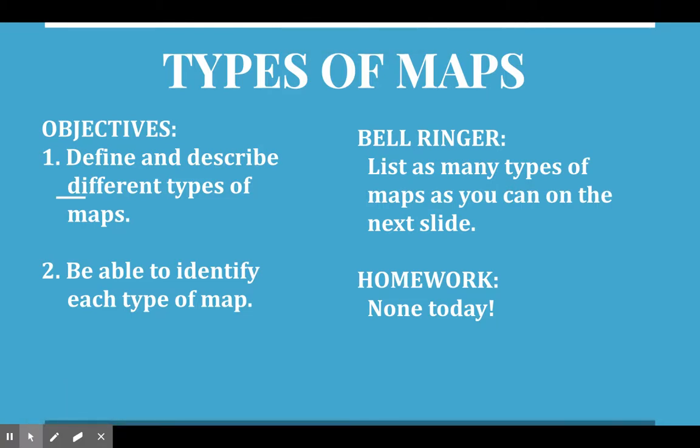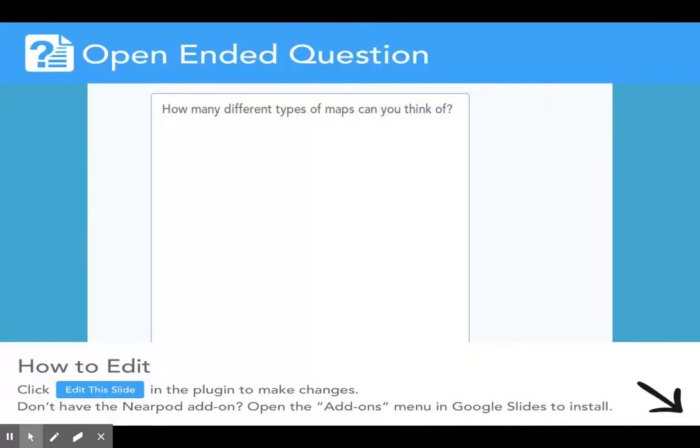We are today going to look at types of maps. We are going to be able to define and describe what they are, and tell the difference between them. All right? So here's what I'd like you to do before you open anything else up. Think about any different types of maps that you know. Can you think of any? Think about that for a sec. How many kinds of maps do you already know?